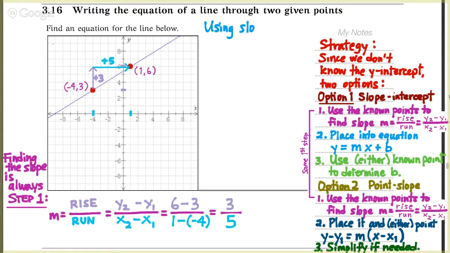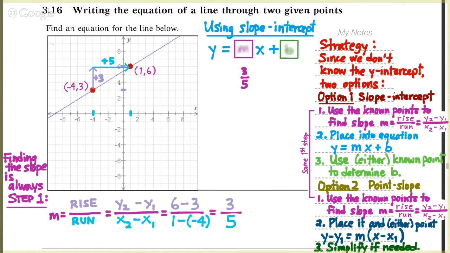Well, great. That means if we're using the slope-intercept approach to finding an equation for this line, we now know that we can plug in 3/5 for the slope. Namely, in y equals mx plus b, we can replace m by 3/5. But what we don't know is b. So we can't finish our equation until we determine a value for that unknown constant, that b that's sitting out in the front, which happens to be the y-intercept of this line. So that's the remaining question that we have to answer.